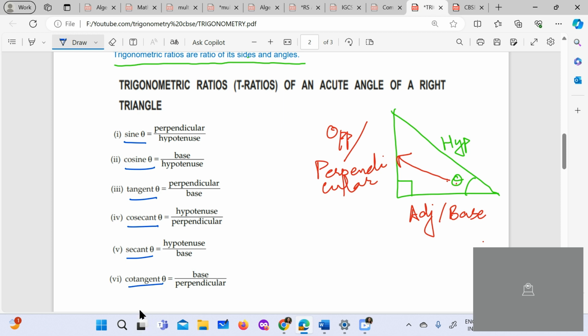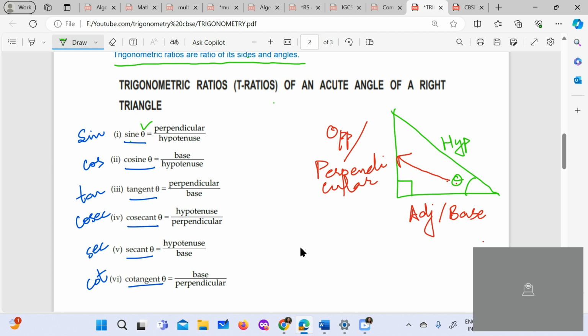In general terms, we call them sine, cos, tan, cosecant, that is cosec, sec, and this one is cot. Generally we pronounce them with the shorter names. Now you can see in front of sine, cosine, tan, cosecant, secant, and cot, there are some ratios written. So what are these ratios? These ratios are written with respect to this angle theta. That angle theta is here.